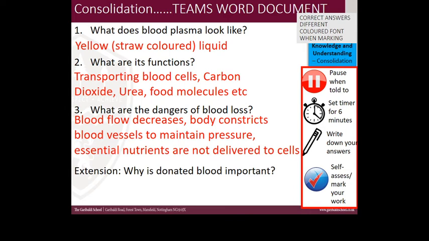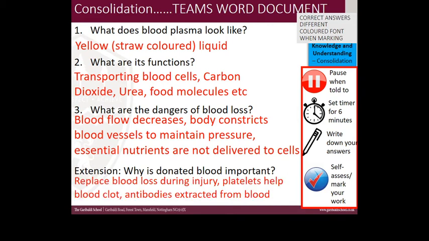An extension. Why is donated blood important? You will come up to an age soon in which you will be on the blood donor register. And hopefully you will be able to see why it is a good idea for you to be on the register to help people out. So we have replace blood loss during injury. Think of an accident. Someone will need blood. Even in COVID now, they need blood transfusions from people.